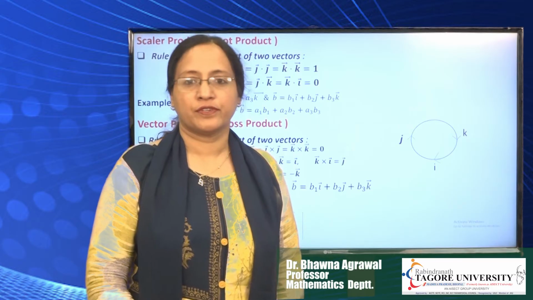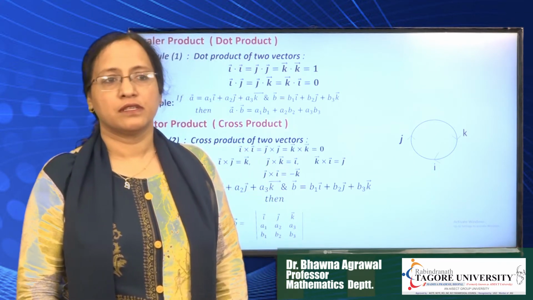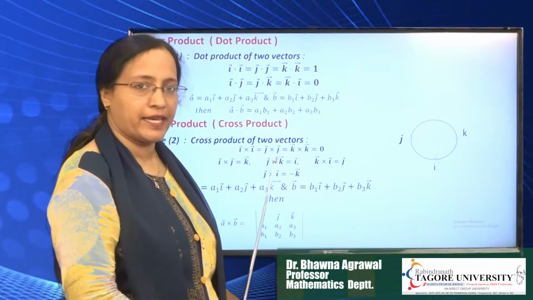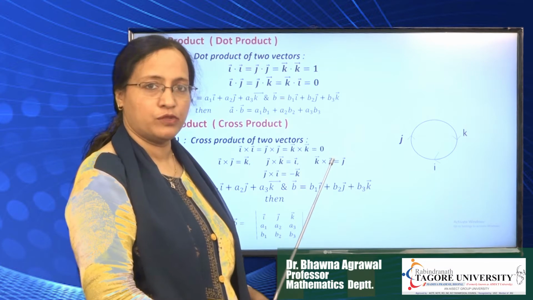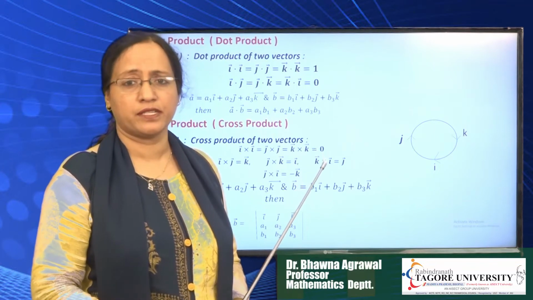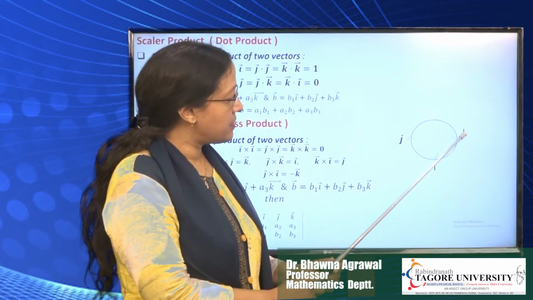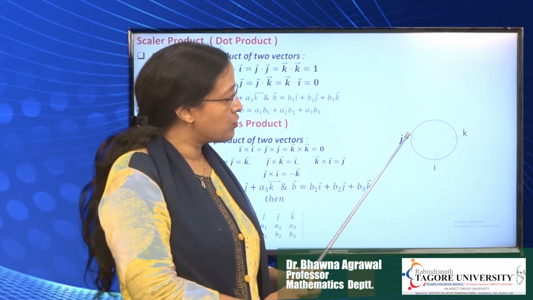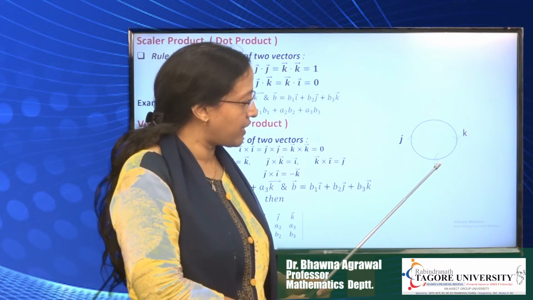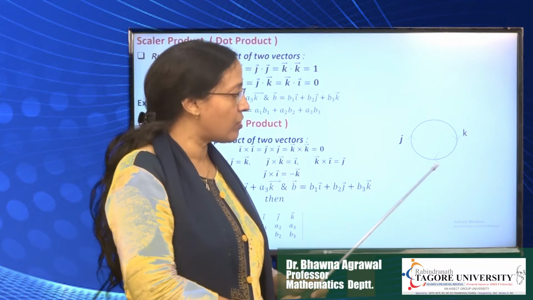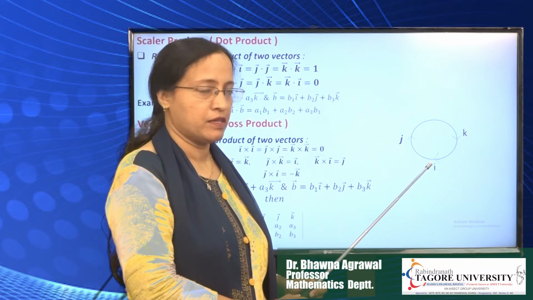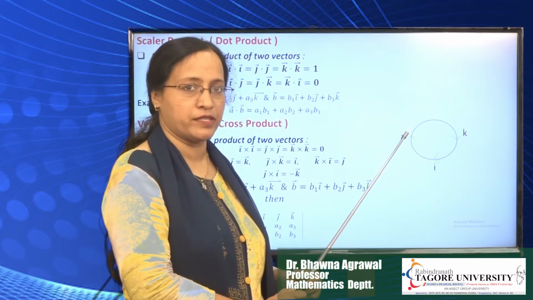But in the case of the cross product, it is the vector product. Rule second: the cross product of two vectors. Here, i cross i, j cross j and k cross k are equal to 0. In the case of the scalar product it was 1; here, in the case of the cross product, it is 0. Let us see this diagram. If we move in the clockwise direction, i cross j gives k and k cross i gives j. If we move in the anti-clockwise direction, k cross j will give minus i and i cross k will give minus j.